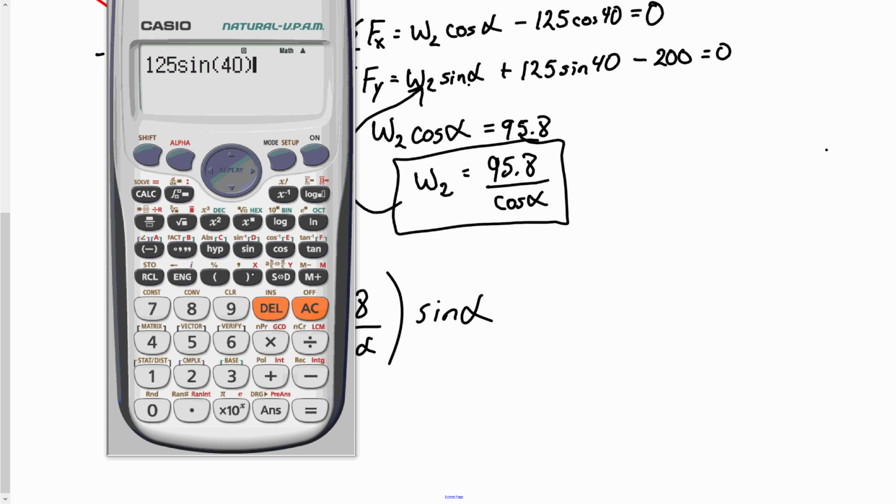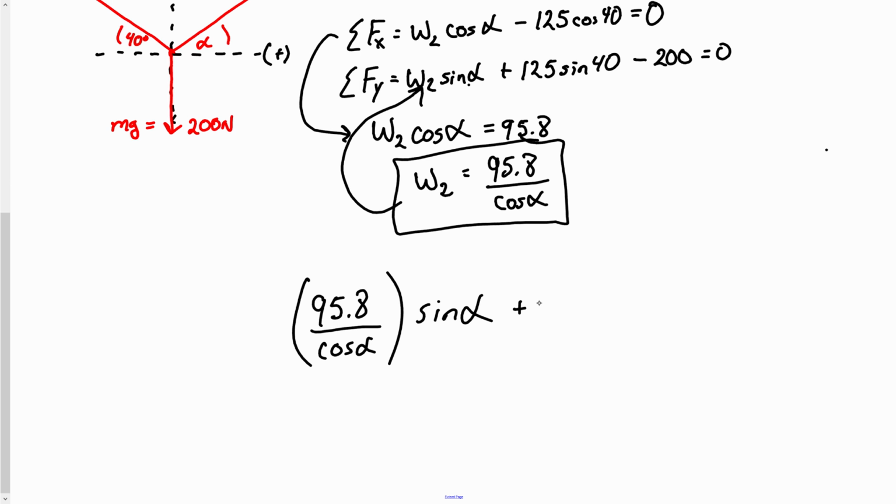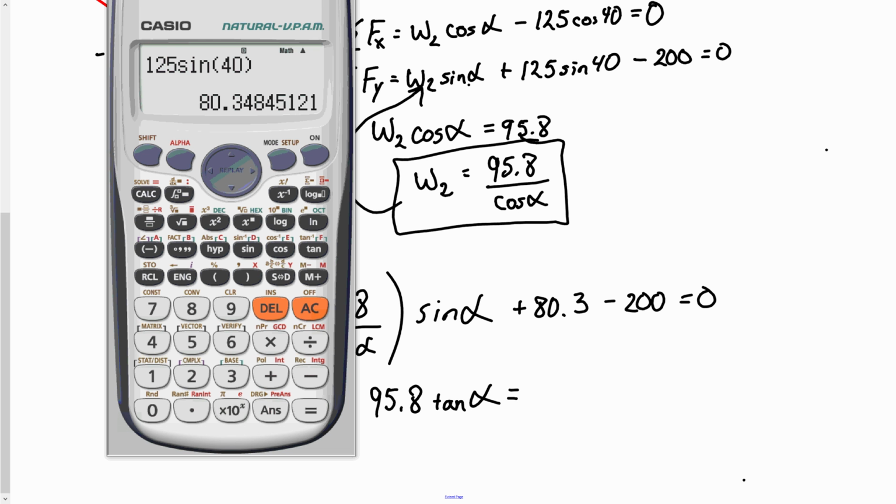All right, 125 sine 40 is 80.3. So we've got plus 80.3 minus 200 is equal to 0. All right, guys, here's the thing. Sine over cosine is tangent. So what we've got here is 95.8 tangent of the angle is equal to, let's do a little combining here.